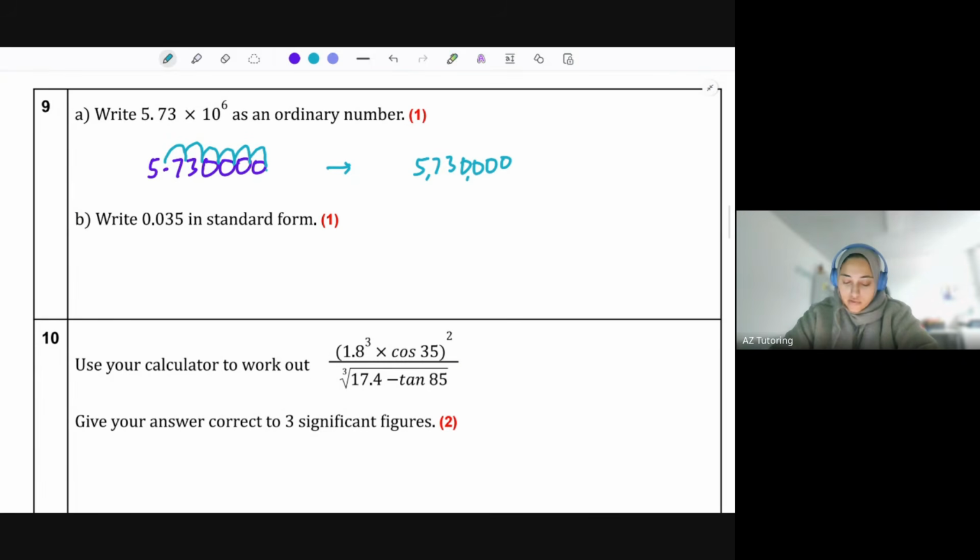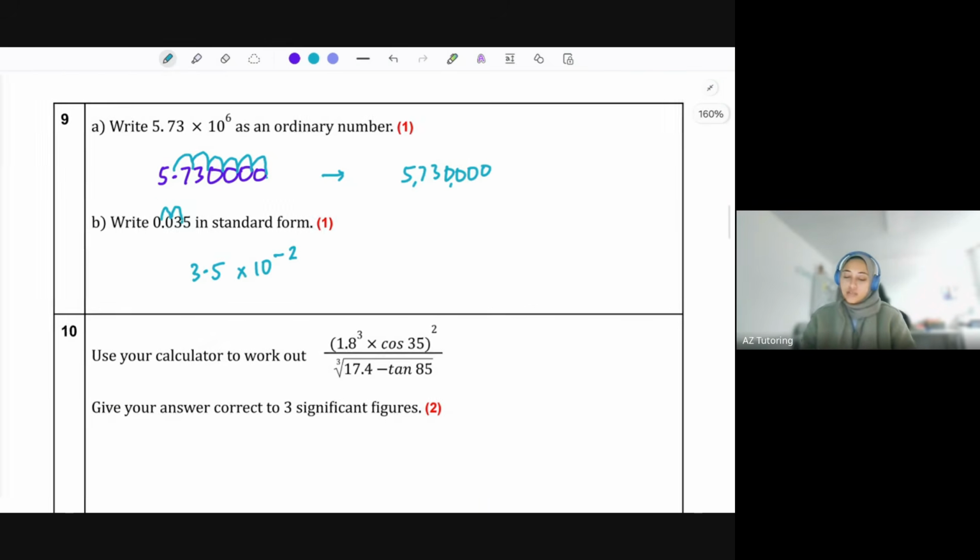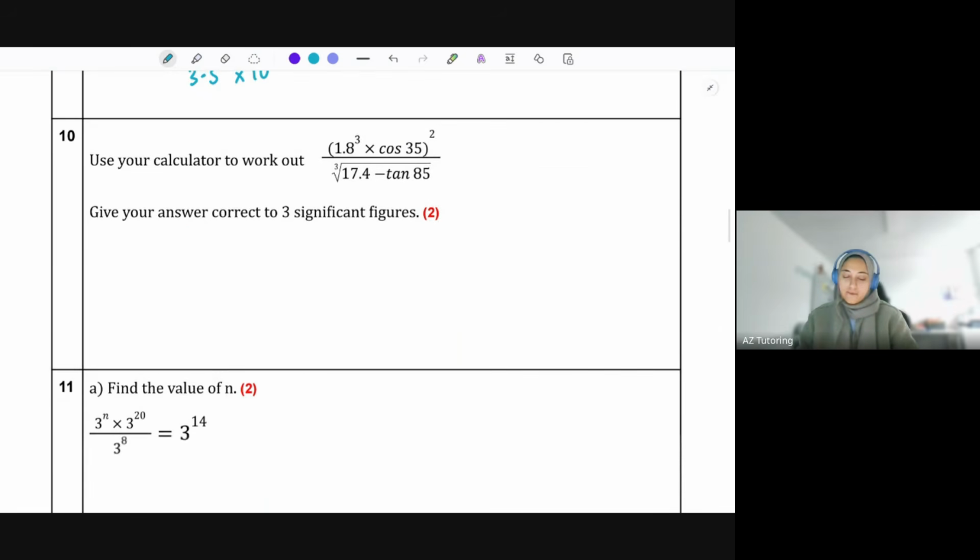Write 0.035 in standard form. Well, in standard form, your first number is always a number between 1 and 10. So I'm going to write 3.5 times 10, because all standard form is always times 10. And since it's a small number, unlike the last one, it's going to be a negative power this time. Let's see how much the decimal point is moving from here in order to jump here, because that's where it is here. It's moving 1, 2. So it's to the power of -2. So it's all about where your decimal point is jumping to figure out how much you're going to times it by. Nice, easy 2 marks there.